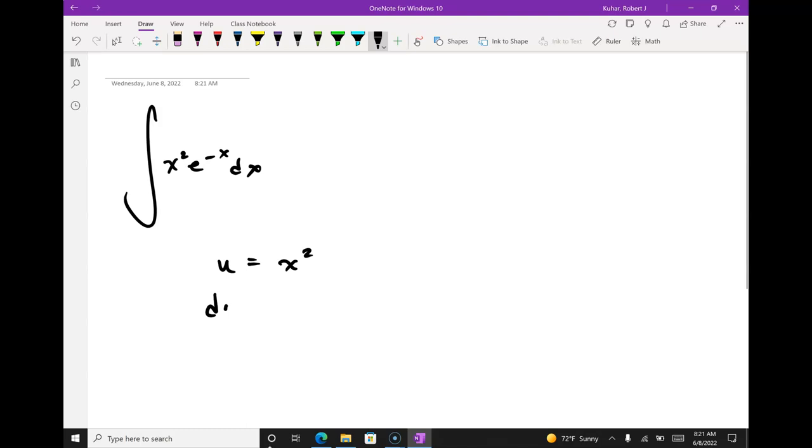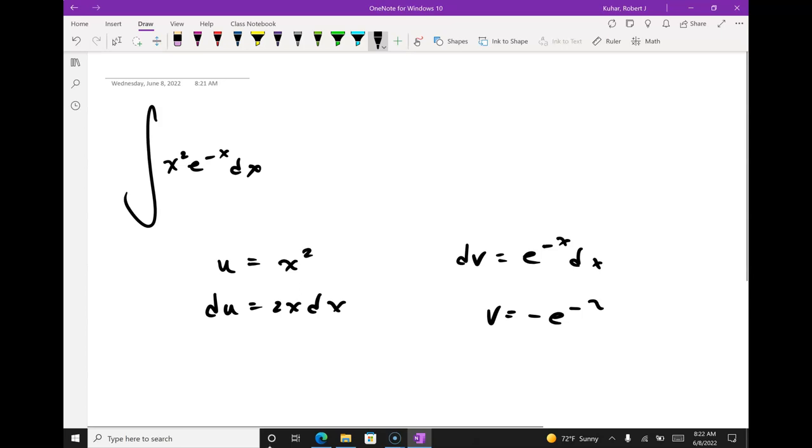I've got du is 2x dx. I know that dv is e to the minus x dx, and I've already figured out that v is negative e to the negative x. So it's kind of the same process, right? I can just finish the rest of it quickly if I can do a shortcut.